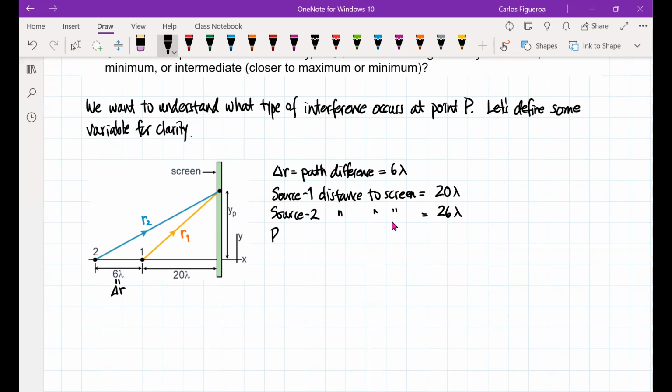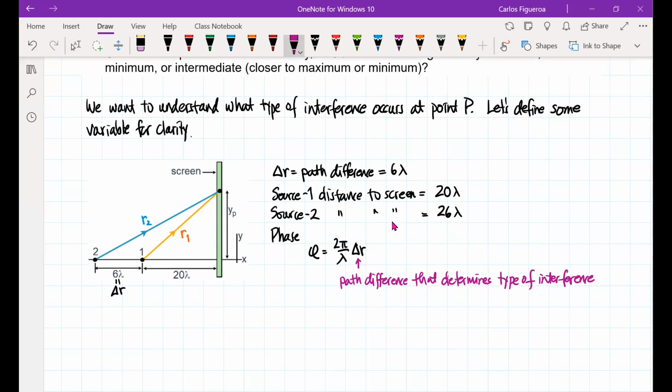And then our phase, that tells us that the phase is equal to 2 pi over lambda times delta R. And delta R is the important piece here, because it's path difference that determines the type of interference. So we're always interested in delta R, but just to be as clear as possible, this is the path difference between 1 and 2.